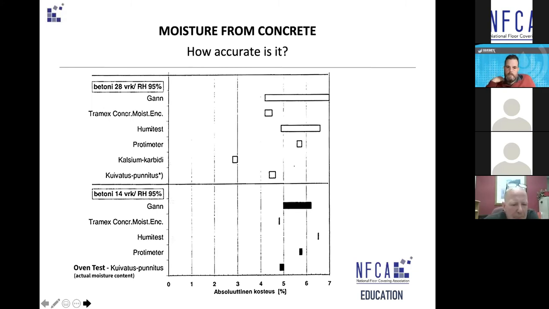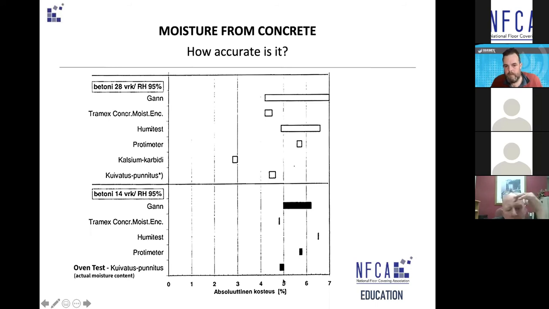Here's a close-up of one of their charts. There's also a chart they did on very old concrete, really, really old concrete, which is interesting because it was from a bridge where they were salting it every year. But if you look at this one, see the bottom test where it says, I can't, my Finnish is terrible, but it's oven testing, so actual moisture content.